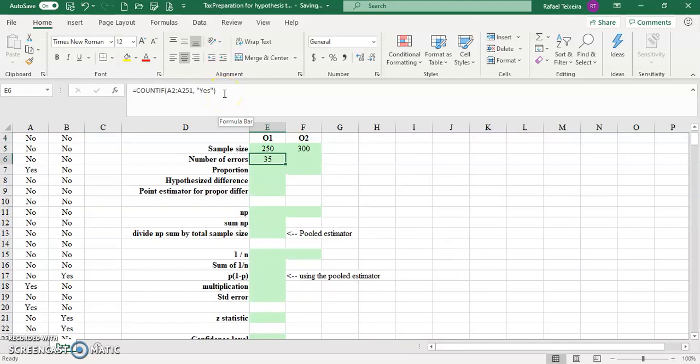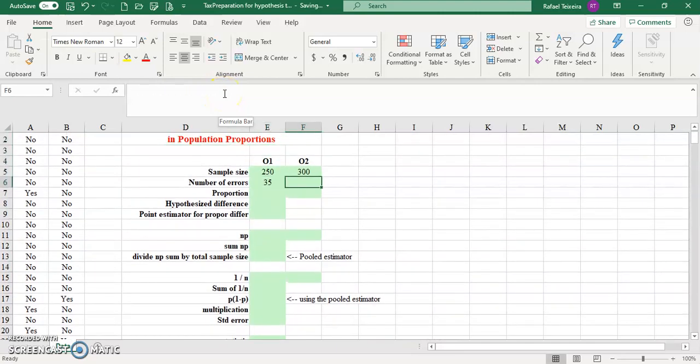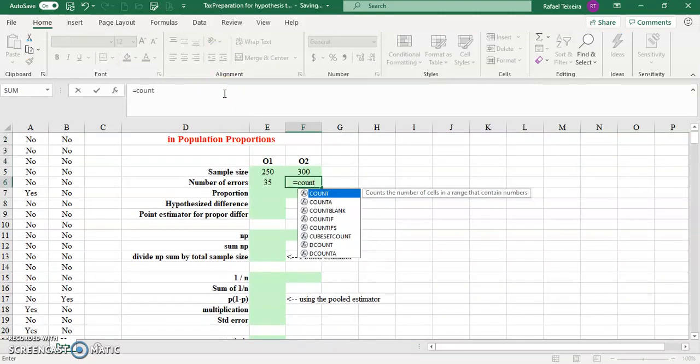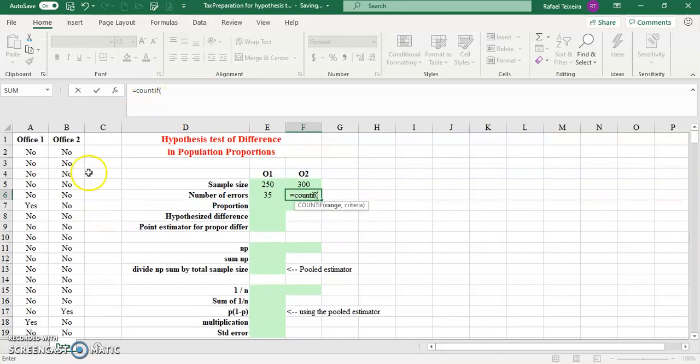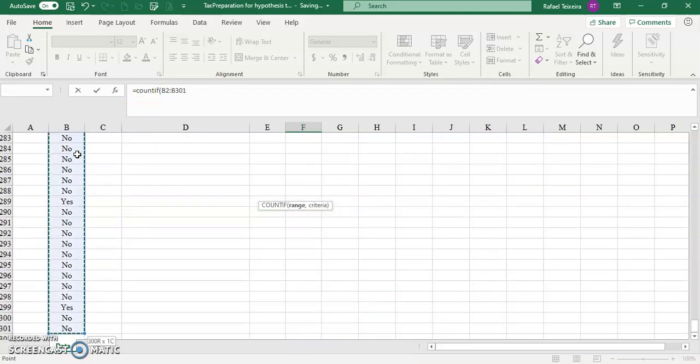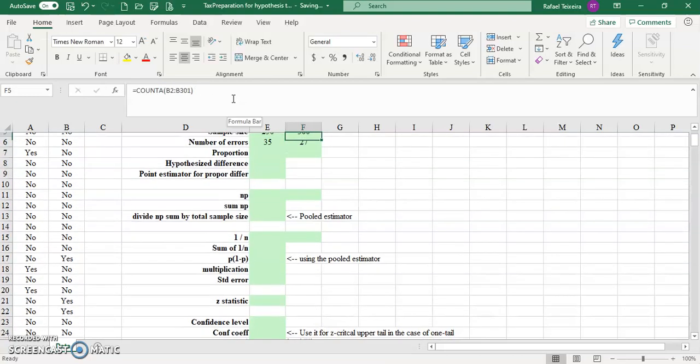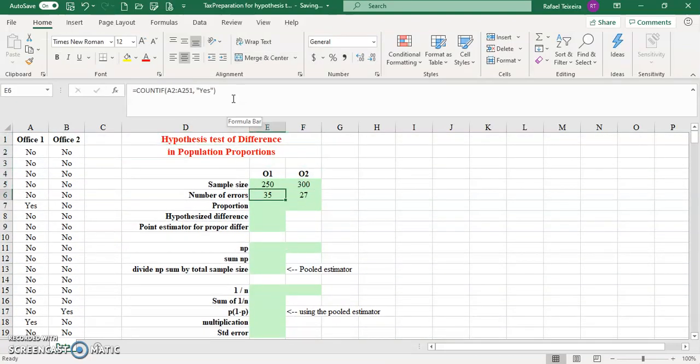Okay, so proportion of errors, 35, and then COUNTIF, open parentheses, and then I select the range for the office number 2. I'm going to use the keys in the keypad, and then I type comma, and then on this criteria, I have to type here yes. I want everything that is yes. So I have 35 and 27 errors, and that's the errors we have also on the problem.